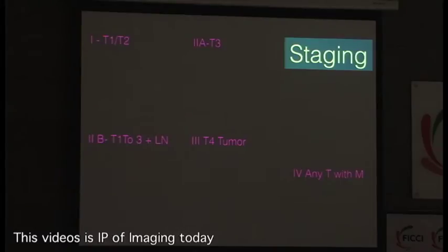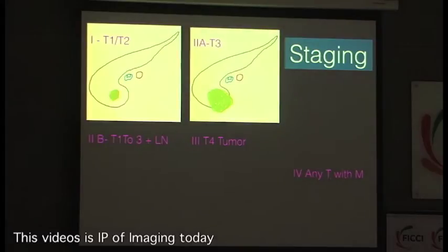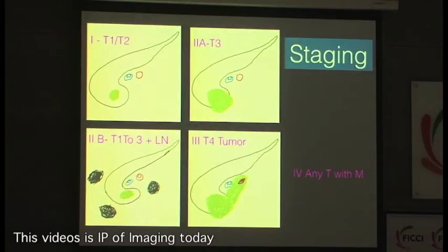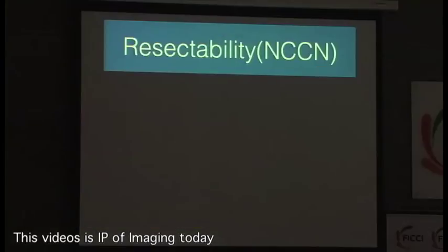So how do you stage? Stage 1 is a T1 or T2 tumor, stage 2A is a T3 tumor, stage 2B is a T1 to T3 with lymph nodes, stage 3 is a T4 tumor, and any tumor with a metastasis is a stage 4. Okay. Now comes the resectability.